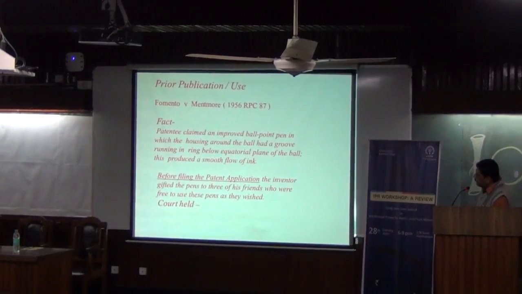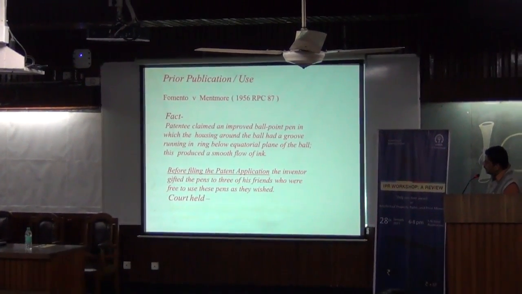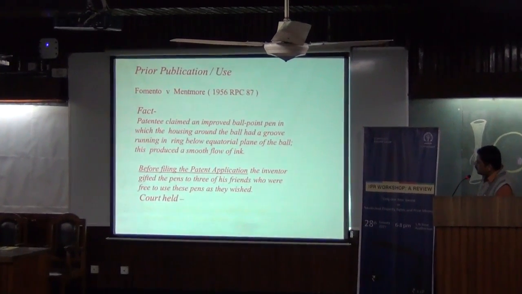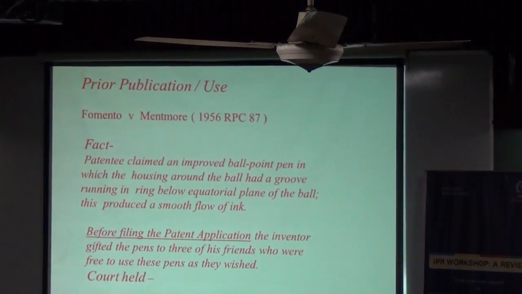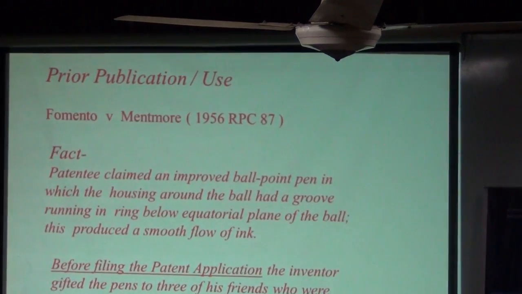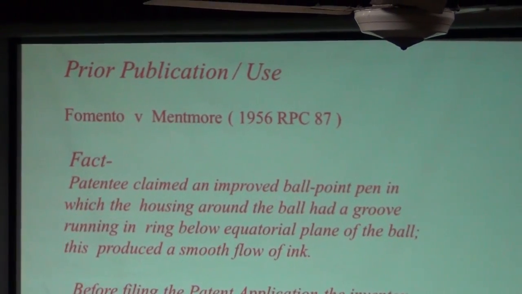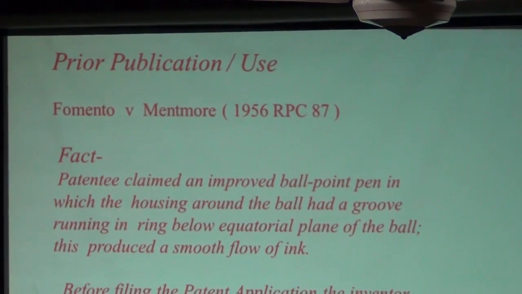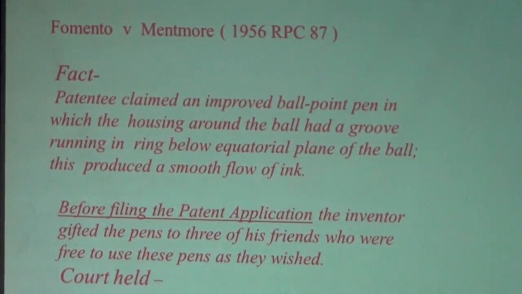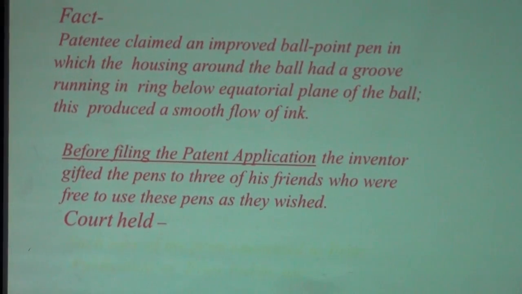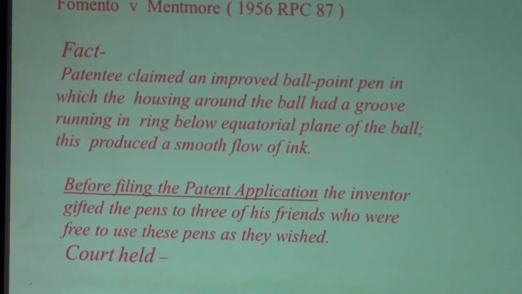Let's say a few cases. A patentee claimed an imported ballpoint pen in which the housing around the ball had a groove running in a ring below the equilateral plane of the ball. This produced a smooth flow of ink. Before filing the patent application, the inventor gifted the pen to 3 of his friends who were free to use this pen as they wished. Just like they were told that you can freely use this pen.